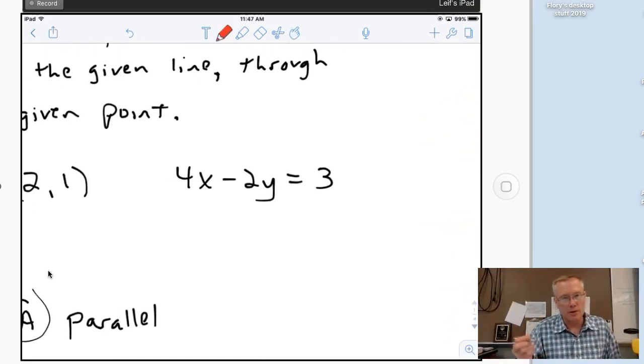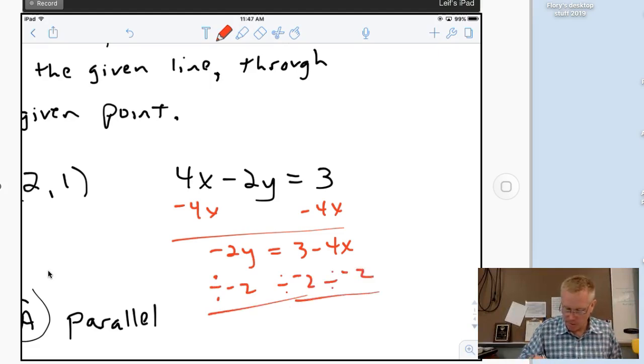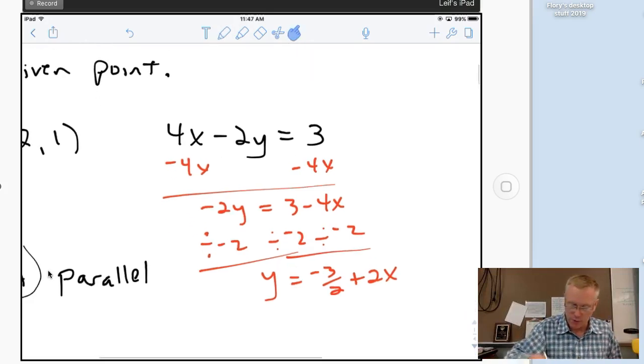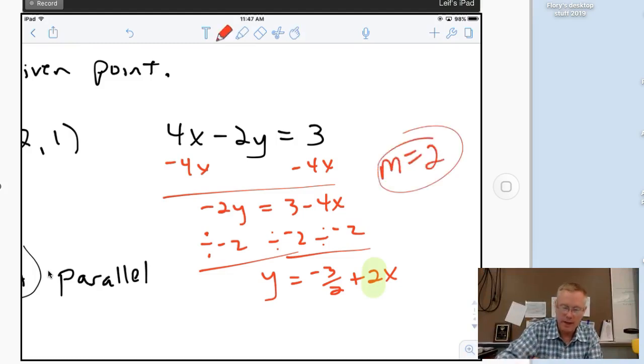So I'm going to manipulate the equation, get y alone. Okay. So I'm going to subtract 4x, and I get -2y equals 3 minus 4x. Divide by -2. And I get y equals -3/2 plus 2x. So the slope is 2, okay? Not 2x, just 2. Use that highlighter. Just 2. So I did all that work to find out that, okay?